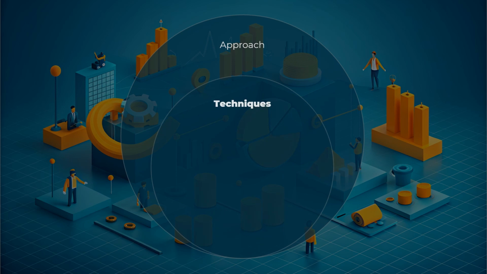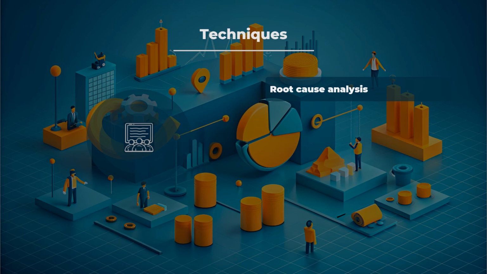Now, let's explore key techniques for continuous improvement. First, let's discuss root cause analysis, RCA. Purpose: root cause analysis is used to identify the underlying causes of defects or problems. By addressing the root causes, we can prevent recurrence. Process: it involves collecting data, identifying the problem, analyzing the causes, and implementing corrective actions.